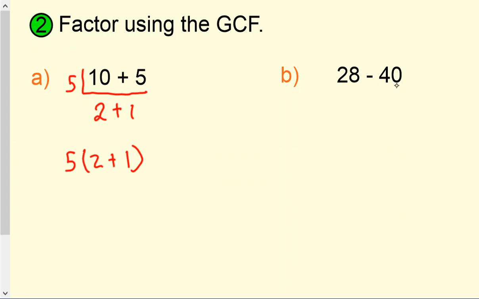For example B, I'm going to put the expression into the upside down division, or into the boat, and for 28 minus 40, I know both of these go into 4, so I'm going to start with 4 as the factor. 28 divided by 4 would leave us with 7, and negative 40 divided by 4 would leave us with negative 10. And then no other factors go into 7, so we know that this was as far as we could go, so our answer would be 4 times 7 minus 10.